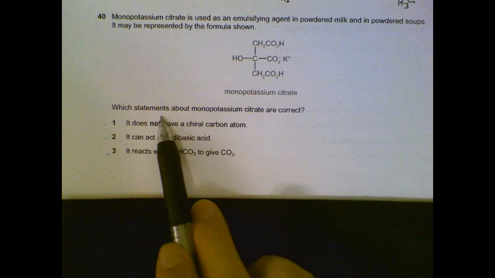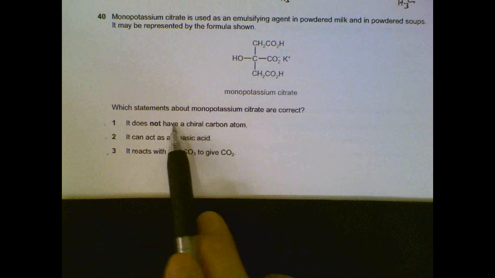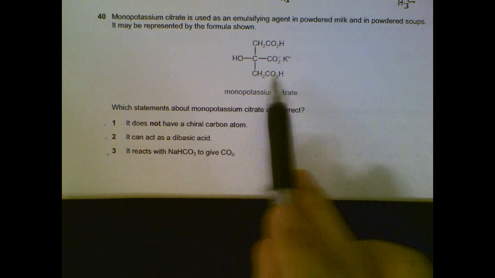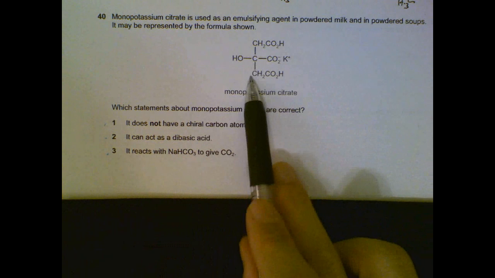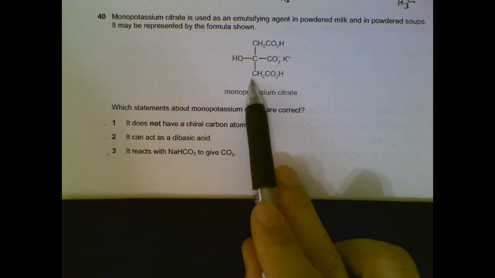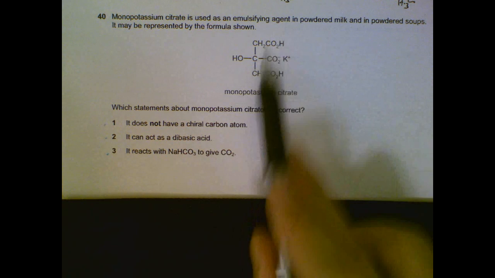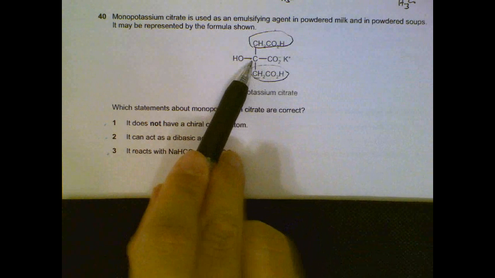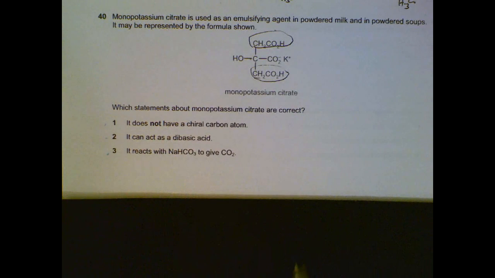Mono potassium citrate. This molecule. Which statements are correct? It does not have a chiral carbon. Okay, if you look at all the carbons here, this carbon is joined to 2 hydrogen, so it can't be chiral. This carbon is joined to 2 identical groups also. Right, the top group and the bottom group are the same, are identical. So this is also not considered a chiral carbon. So we do not have any carbons joined to 4 different groups here.